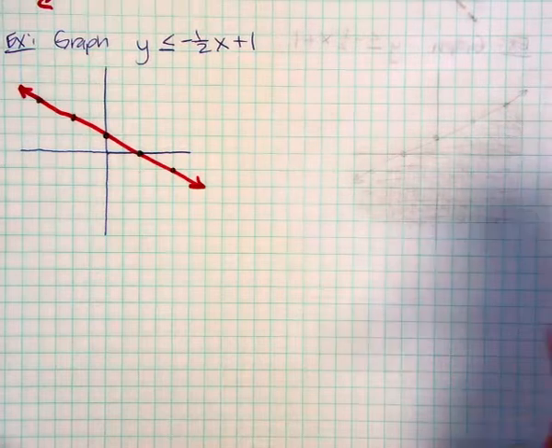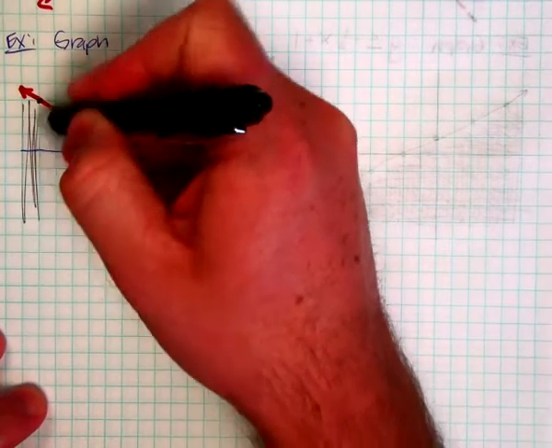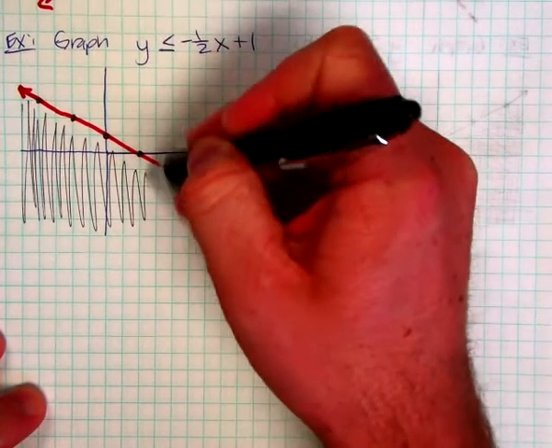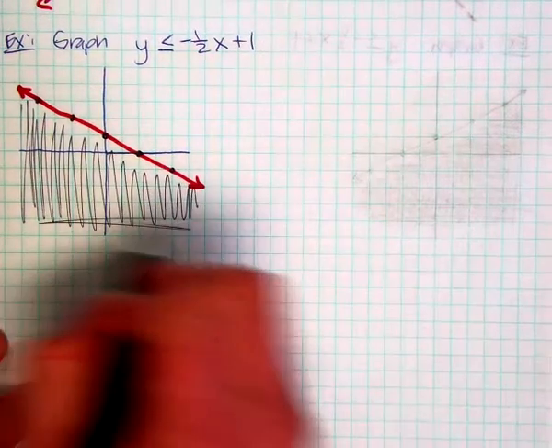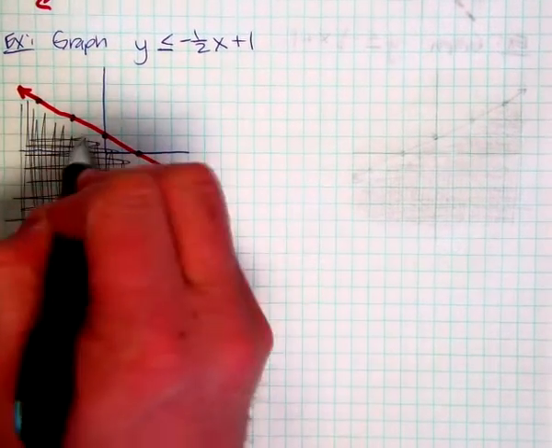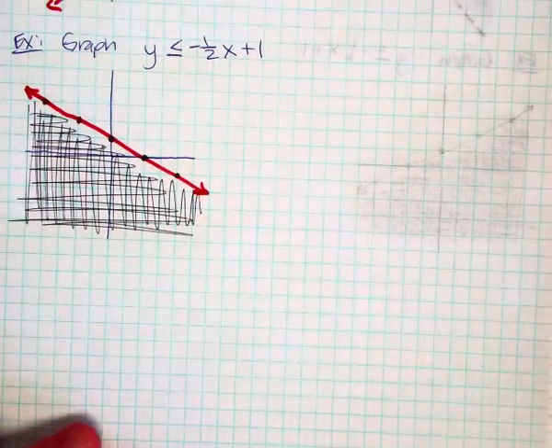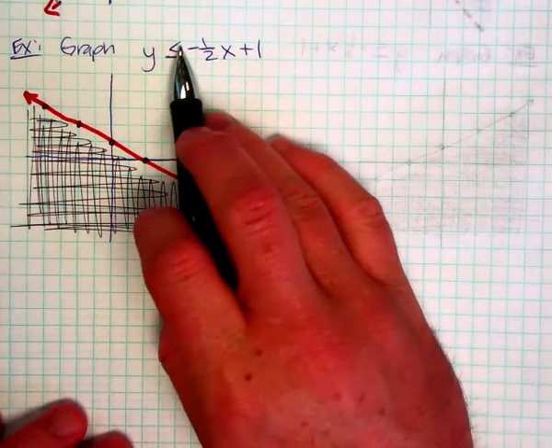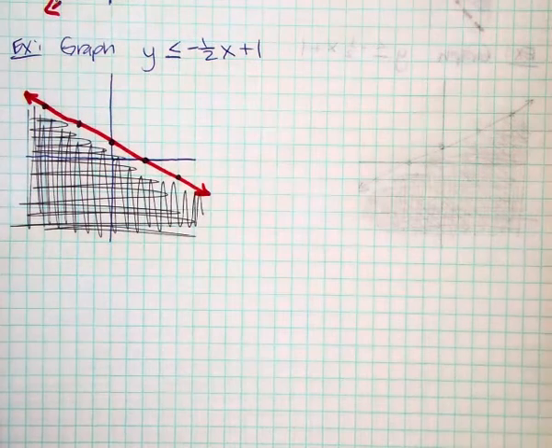Absolutely. Less than means below. So we're going to shade everything below the line. It all depends on the symbol that you are using. It's not always one or always the other. It's whatever the symbol is saying. This says less than, so below. Very good.